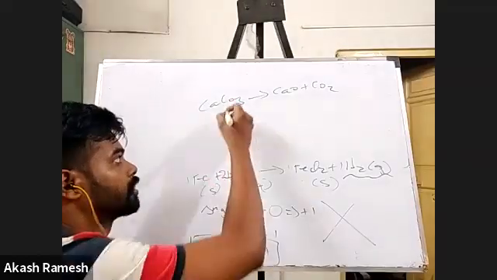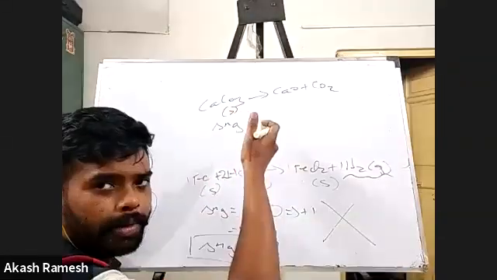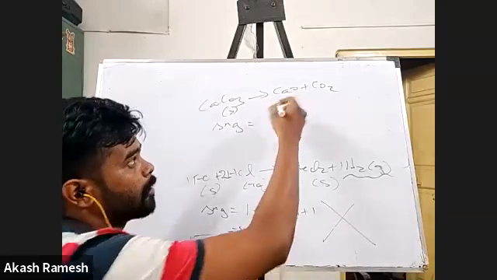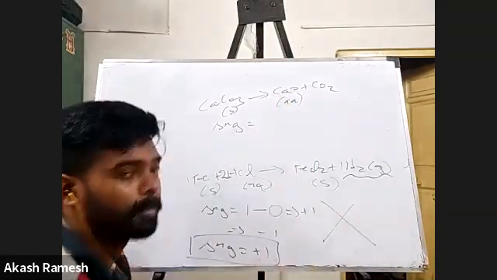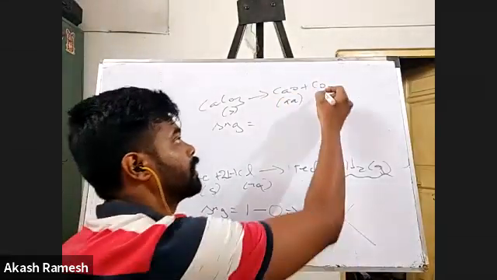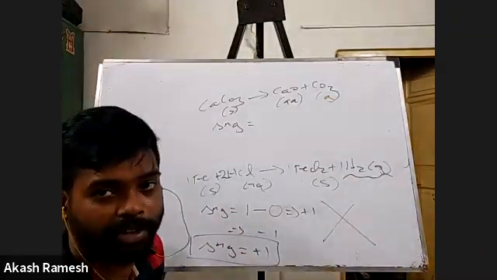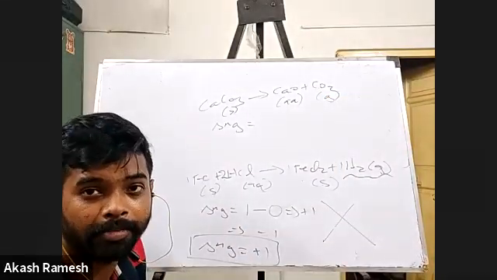Okay, maybe if I give you the states, CaCO3 will generally be in solid state. Calcium oxide will be a solid, and obviously CO2 will be in gaseous phase. Now, can you tell me what will be the answer?